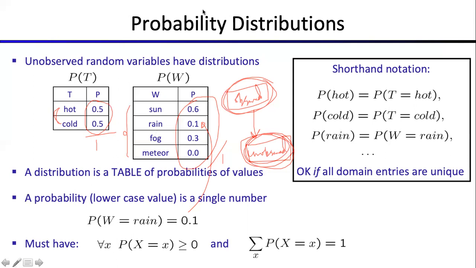I mean, this is just a nomenclature thing. So the probability hot would mean that we are talking about temperature here. Probability cold would mean that we are talking about temperature here. The temperature getting the value equal to cold, and temperature getting the value equal to hot. And probability of rain would mean that W getting the value of rain. Okay, so this is just a matter of nomenclature that we have referred to here.